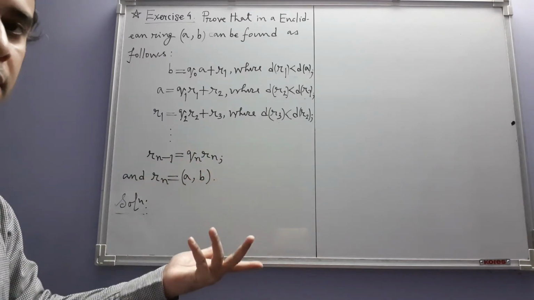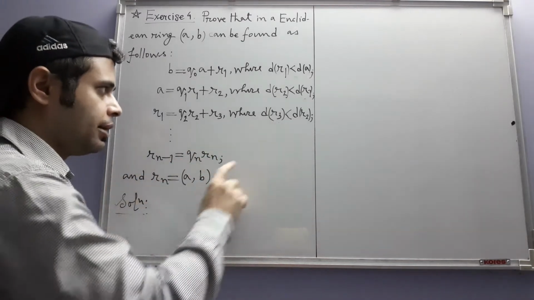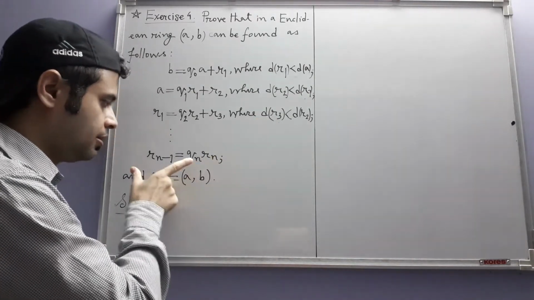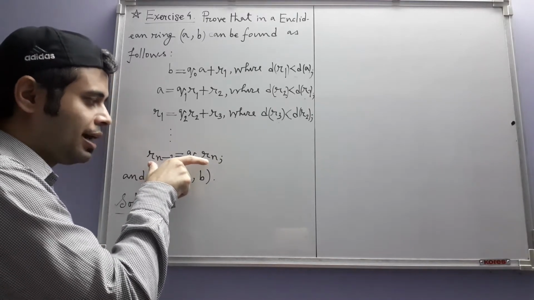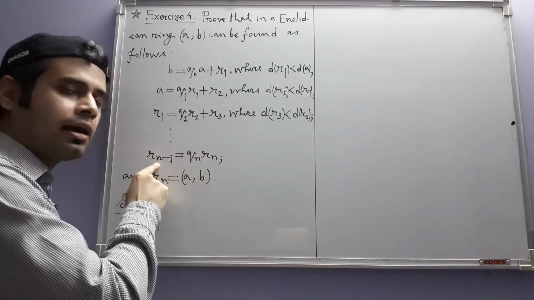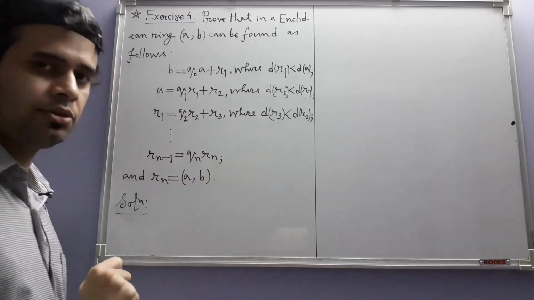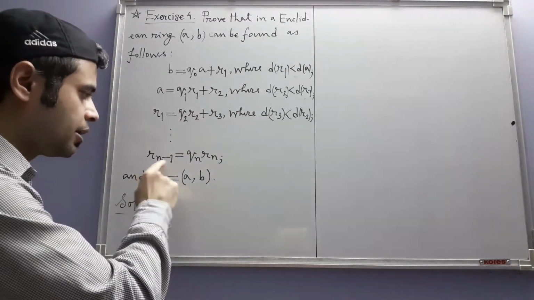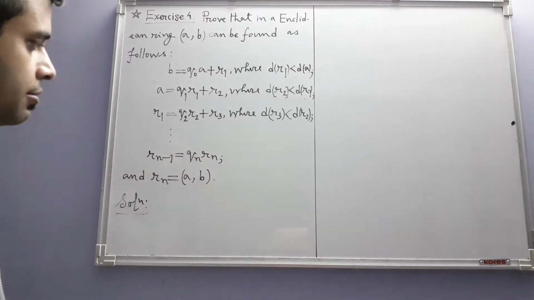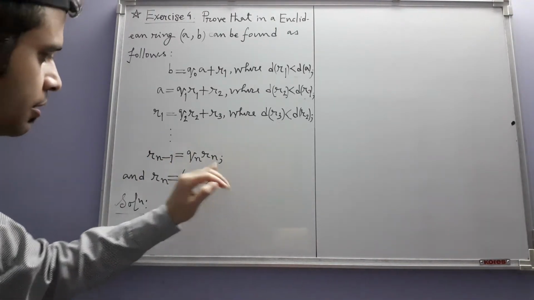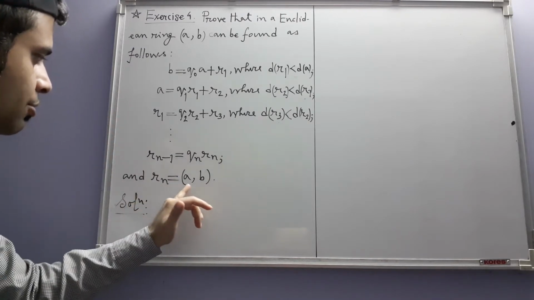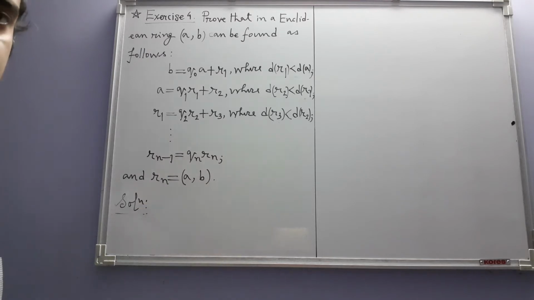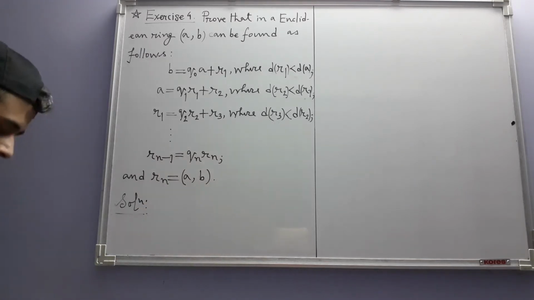That means we won't have any inequality. Because of that, we cannot have a non-zero remainder. After some stage, we must have a zero remainder. For example, we are dividing Rn minus 1 by Rn and we have zero remainder, because there is total division. Rn minus 1 is divisible by Rn. When that happens, we are being asked to show that the last non-zero remainder is a GCD. Okay, so let us see how the solution goes.